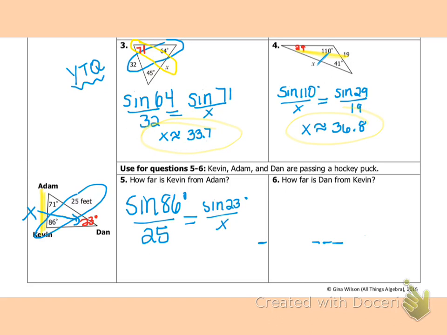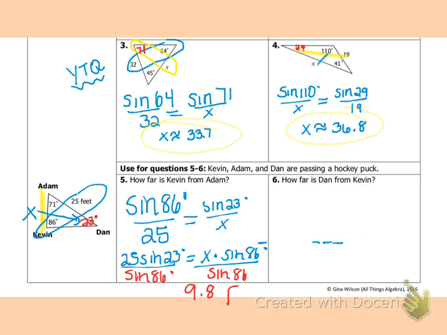Again, doing the cross product is going to look like this: 25 times the sine of 23 degrees equals x times the sine of 86 degrees. That means we're going to have to solve by dividing both sides by the sine of 86. Putting that in my calculator gives me 9.8 feet. So Adam and Kevin must be 9.8 feet away.